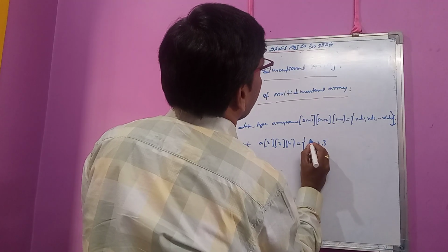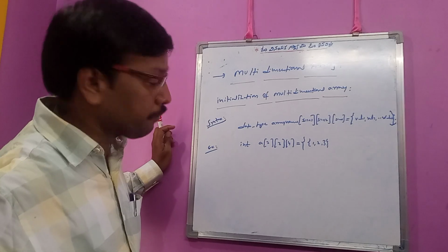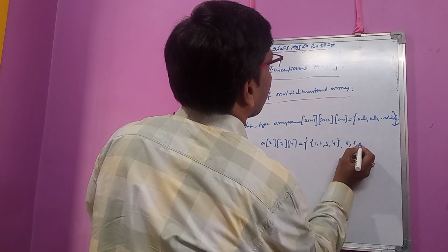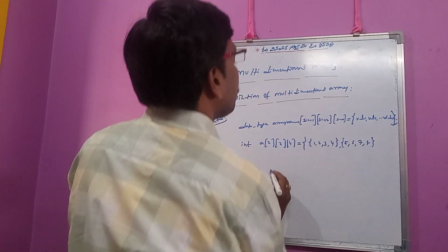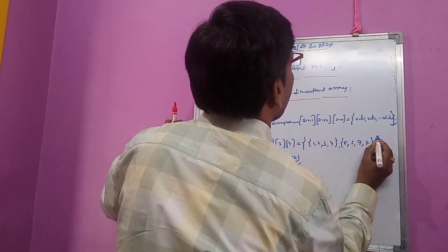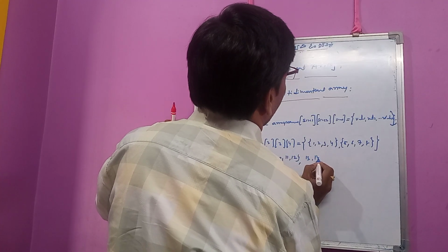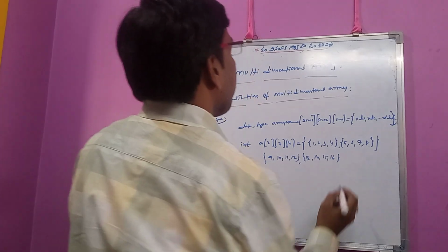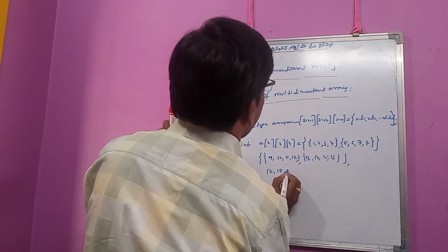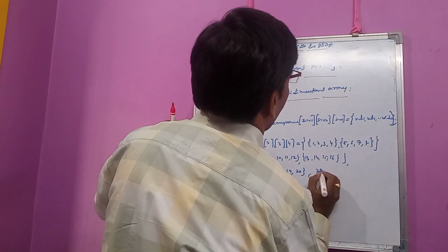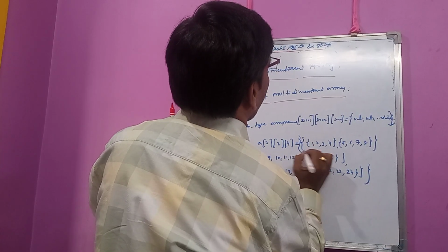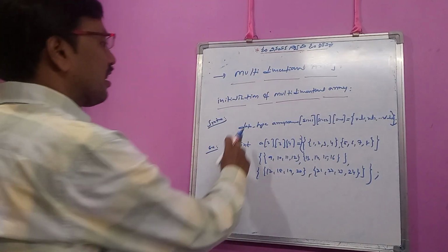Now the example: int a of 2, 3, 4 equal to 1, 2, 3, 1, 2, 3, 4, 5, 6, 7, 8, 9, 10, 11, 12, 13, 14, 15, 16, 17, 18, 19, 20, 21, 22, 23, 24, so like that. Here you can see the initialization of a multi-dimensional array.